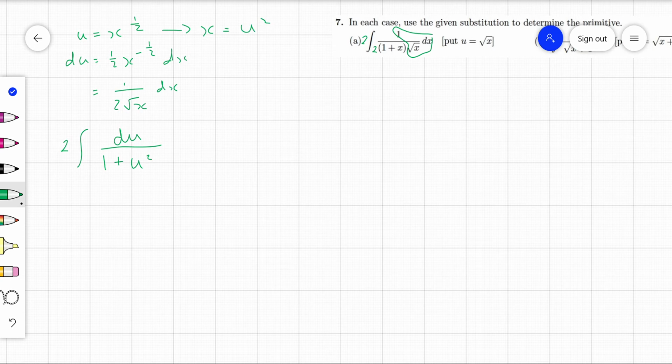And we can see that that integral just works nicely because it's our inverse tan of u. And u, make sure we put it back in terms of x. So u is x to the half. So there's our solution. All right, so let's look at b.